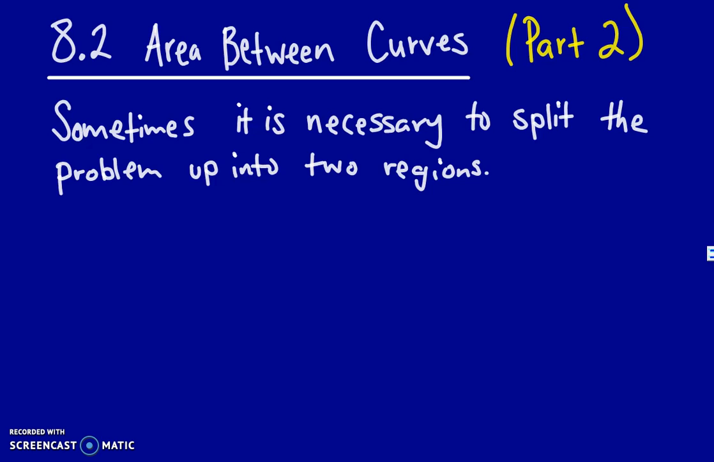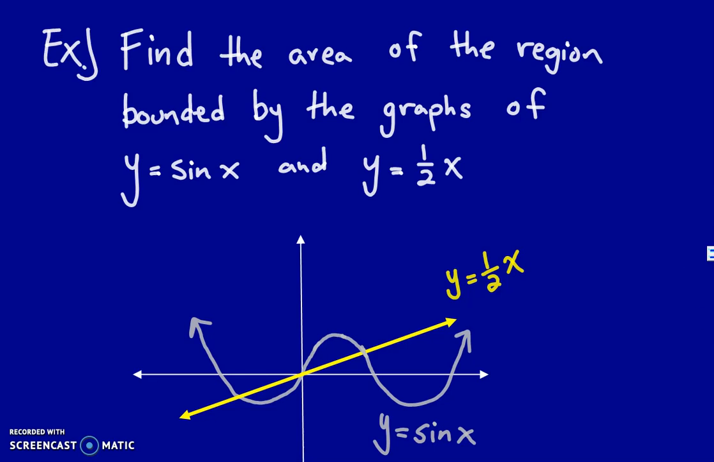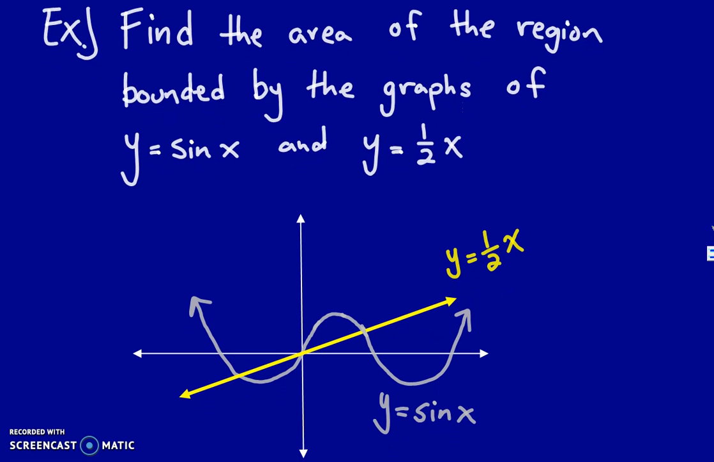And the types of problems that I'm talking about are these. I know we've done a problem where we had to split up the region into two parts. So find the area of the region bounded by the graphs of y equals sine of x and y equals 1/2 x. We all know that y equals 1/2 x is a line with a slope of 1/2 and a y-intercept of 0, so it does cut straight through the origin. And sine x is this function here.